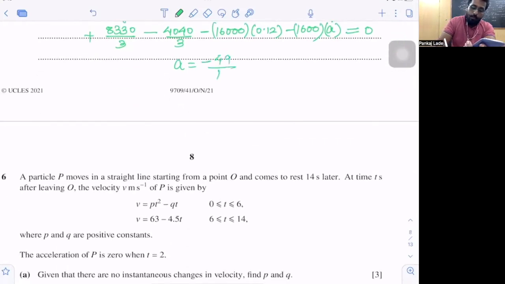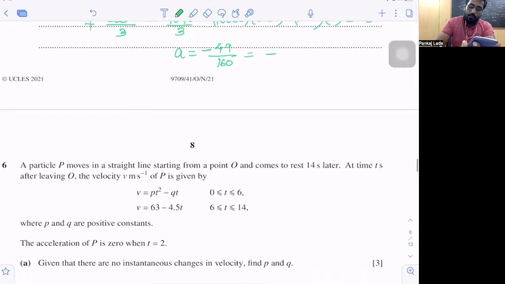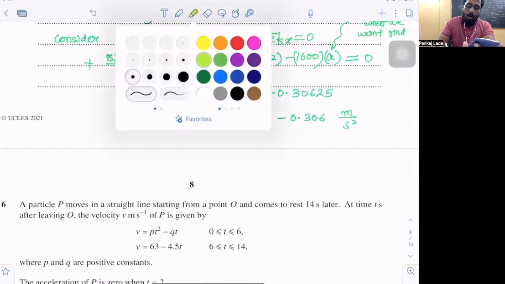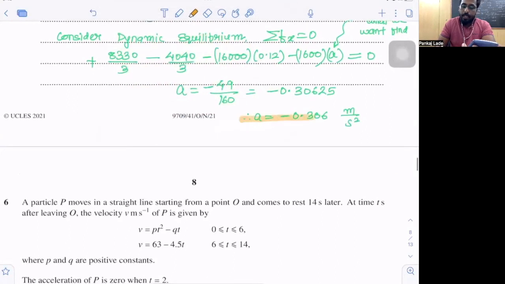Minus 49 upon 160, which is minus 0.30625. I want to write the answer with 3 significant figures. So my answer for the acceleration is going to be minus 0.306 meter per second square. That is how we complete our question.